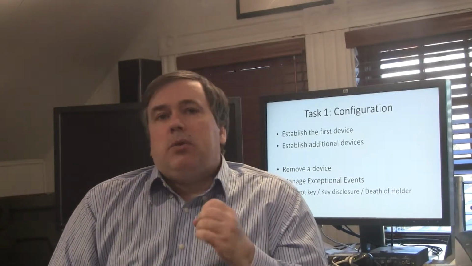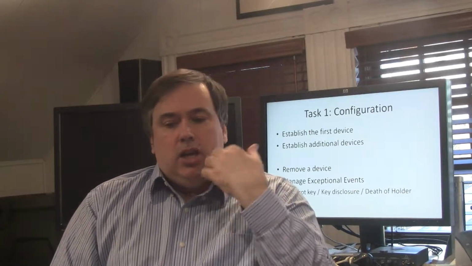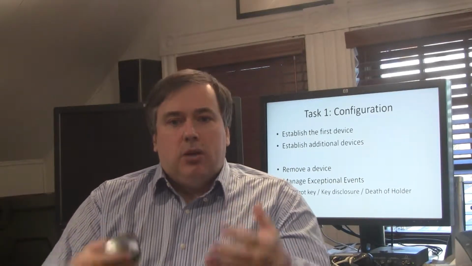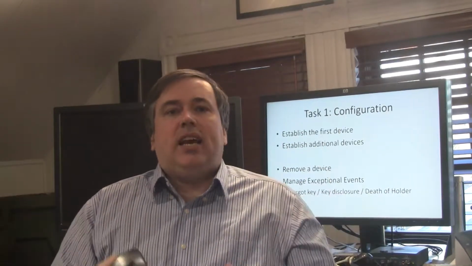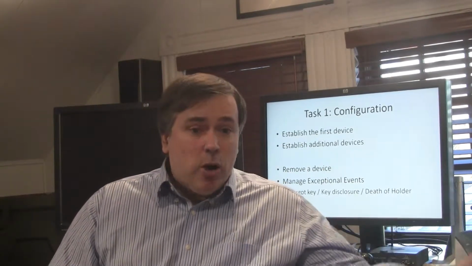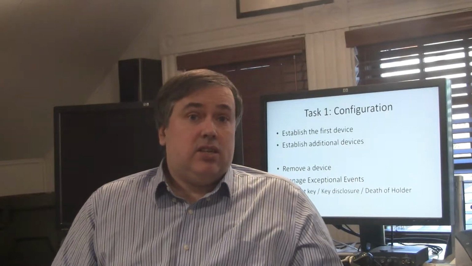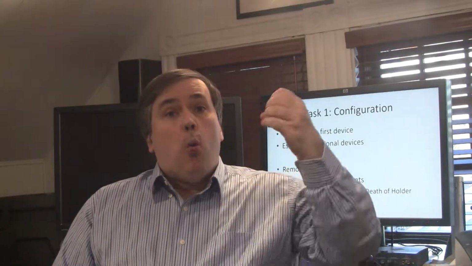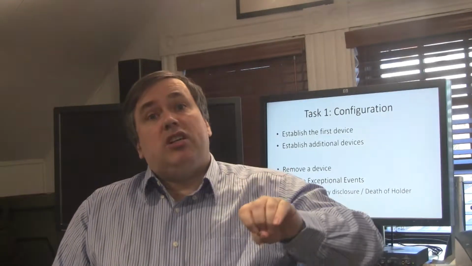So the first task that we're looking at is configuration. How does a user decide that they want to be able to receive secure email? How do they configure their trust set so they can do that? They have multiple devices. How do they move their private keys onto those additional devices? If they lose a device, what happens? How do they tell the infrastructure, don't send encrypted messages so that device can decrypt them in future?